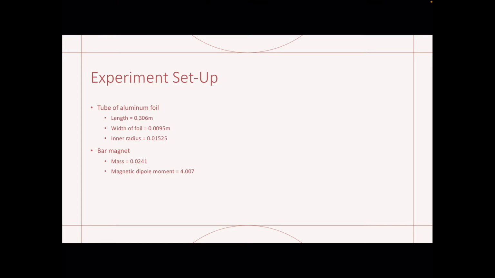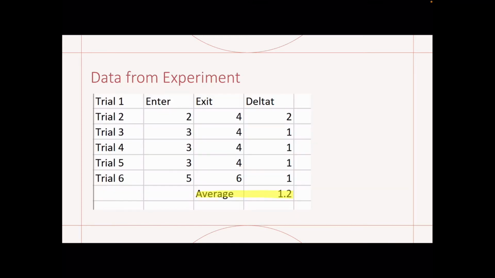These are the specifications of the aluminum foil and bar magnet I used. I added these to the GlowScript code for the model. I dropped the bar magnet with the south pole going first through the tube and calculated the time it took for the magnet to fall out. These are the results of the experiment. The magnet spent a total of 1.2 seconds in the tube on average across 6 trials.